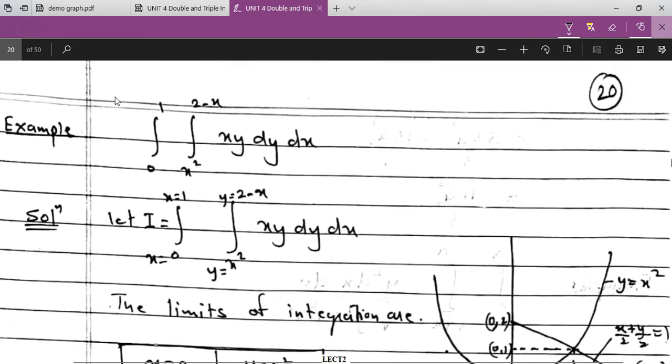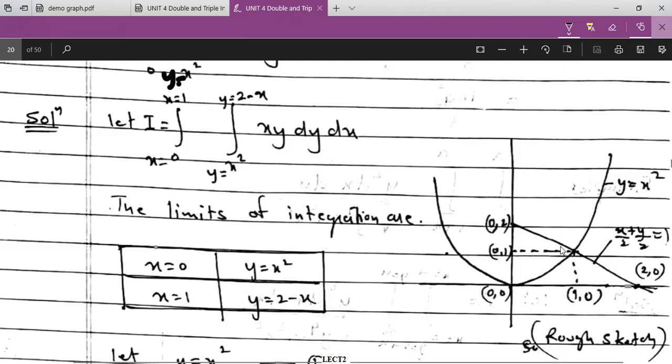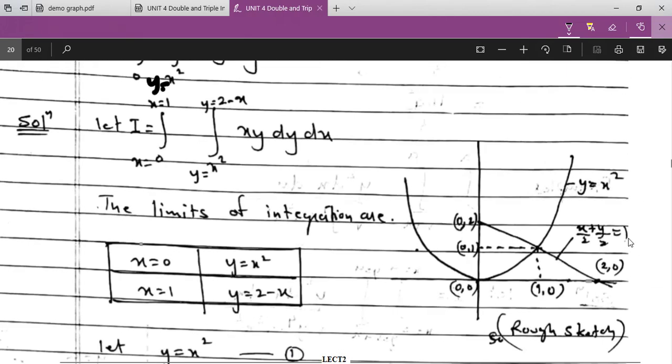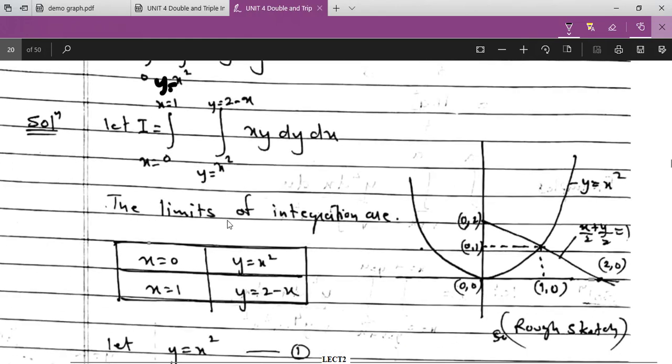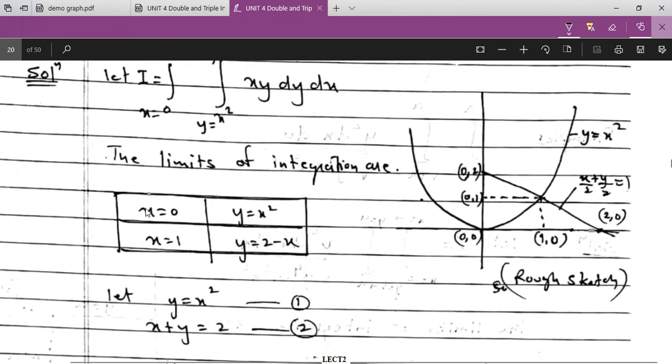Okay, fine. Now this is an interesting problem, so please pay attention to this problem first, right? So this is the integral from 0 to 1, x square to 2 minus x, of xy dy dx. So it will be in terms of y. First thing is you need to draw this graph, right? So now the limits of integration are, y is equal to x square to y is equal to 2 minus x, and x equal to 0 to x equal to 1.